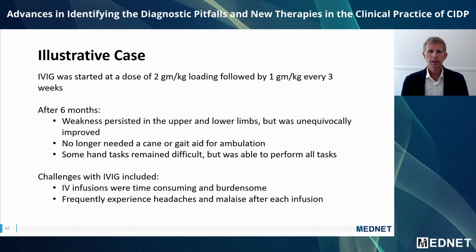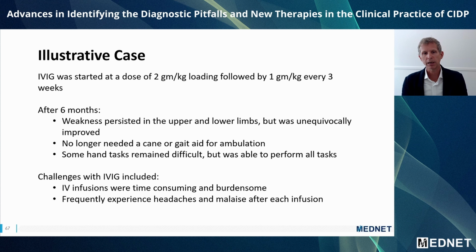So let's talk a little bit more about this illustrated case. So this person started IVIG, 2 grams per kg, followed by 1 gram per kilogram every 3 weeks, a pretty typical protocol. After 6 months, she noticed that weakness persisted in the upper and lower limbs, but was unequivocally improved. So got better, but with residuals. No longer needed a cane for ambulation. Some hand task difficulties remained, but was able to perform all tasks.